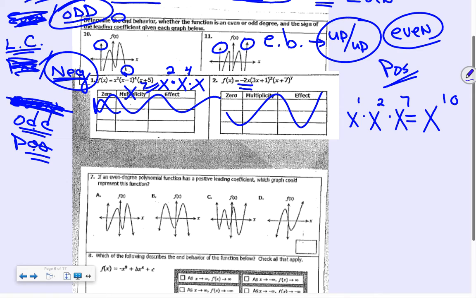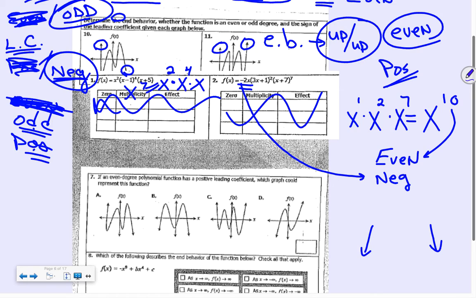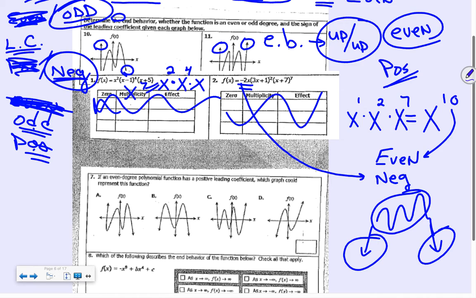Is this an even or an odd? Even, because of the 10. Does this go up or down? Down. Look at the leading coefficient. It's negative. You guys should know if I did graph that, it would go down on the left, it would go down on the right. Now what's it doing in between? Squiggly line. Squiggly lines, yep. We'll talk about this later. This is all I care about today. Down, down. That's all I care about.